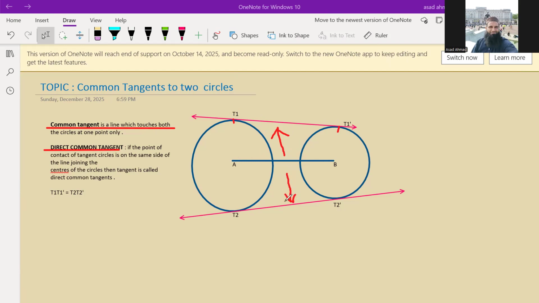There is another case, which we will study later, in which the points of contact of the common tangents are on opposite sides of the line joining the centers. That will become a transverse common tangent. Right now the topic under discussion is the direct common tangent. Direct common tangents are tangent lines whose points of contact are on the same side of the line joining the centers. We will learn how to draw it completely with the help of a compass. Let's start.